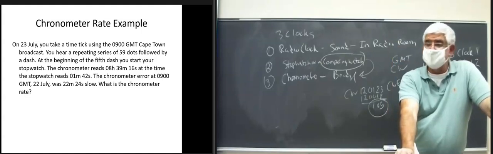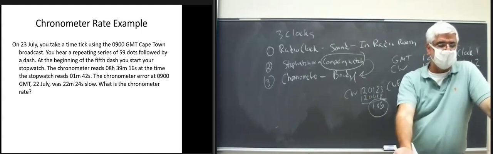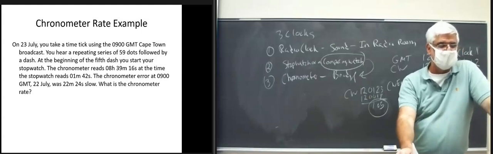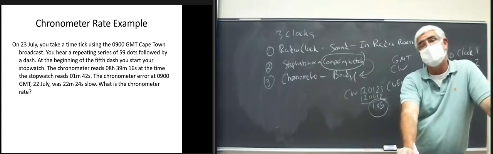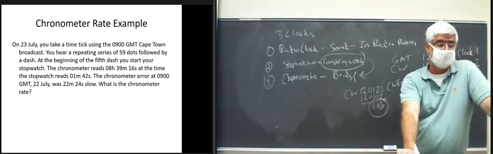09:01:42. Okay, and that stopwatch is sweet. You just add it right in there, okay? The chronometer error at 09:22, so the chronometer error yesterday was 22 minutes, 24 seconds slow. What is the chronometer rate?